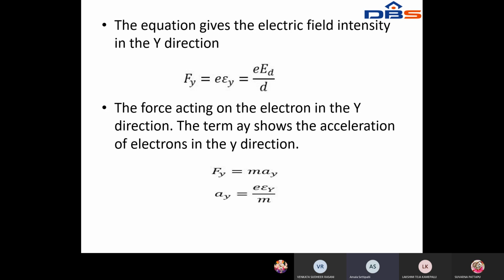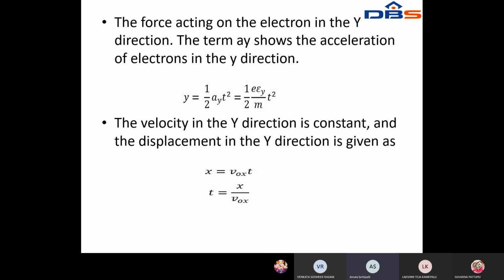The term ay shows the acceleration in the y direction. So you can write Fy equals m into ay, where acceleration is indicated with a small a. So ay equals e into Ey by m. The force acting on the electron in the y direction, the term ay, shows the acceleration of the electron in the y direction. So in the y direction, you can assume y equals half ay t squared. Substituting ay, y equals half e Ey by m t squared.